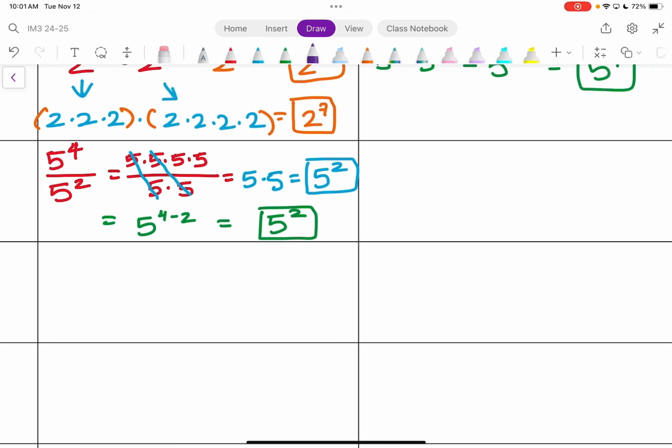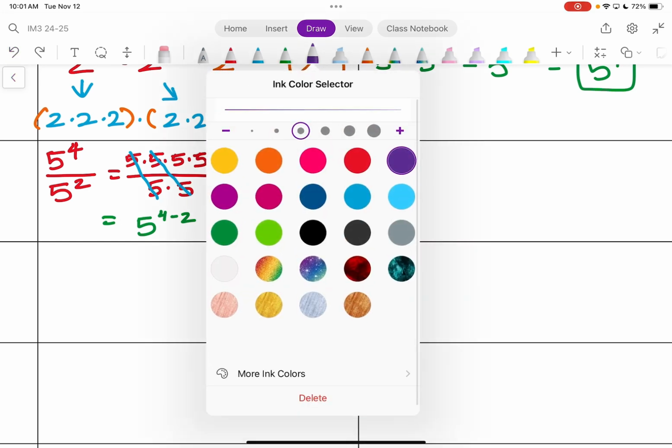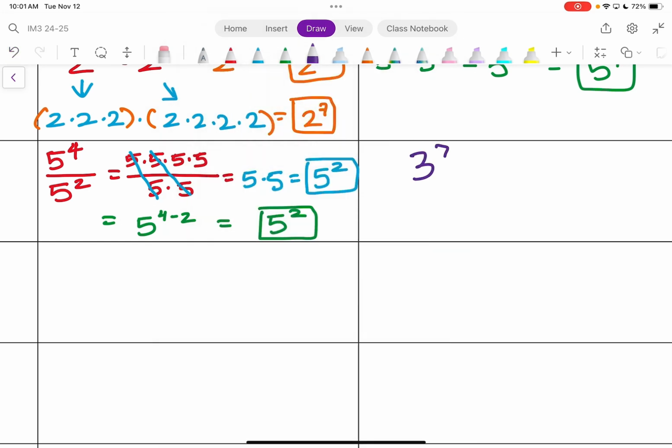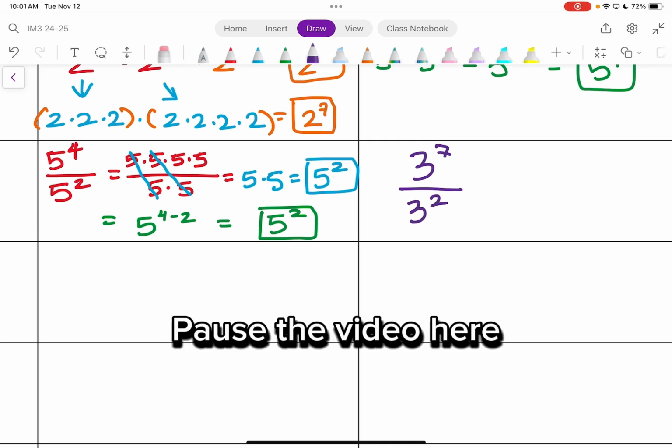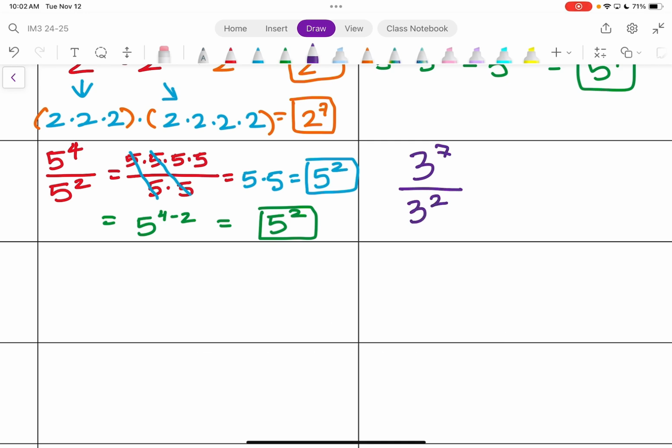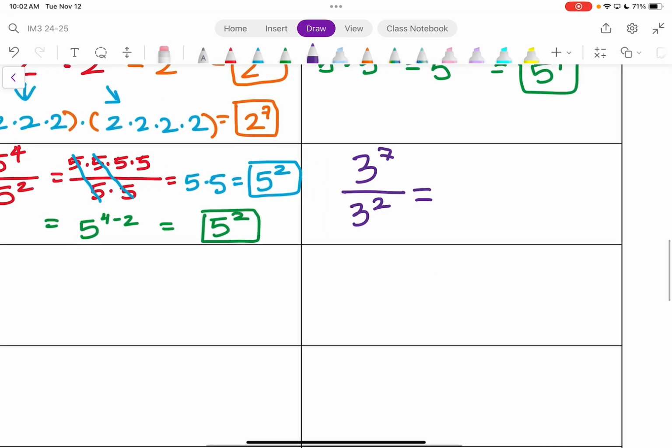So here's your example. Ready? I would like you to try this next one on your own. 3 to the 7th power divided by 3 squared. All right. Do I have a volunteer who can help me out here? How can I rewrite this? 3 to the 7th over 3 to the 2nd power. Using the quotient rule, what would the solution be here? Yes. 3 to the power of 7 minus 2, which is equal to 3 to the 5th power.